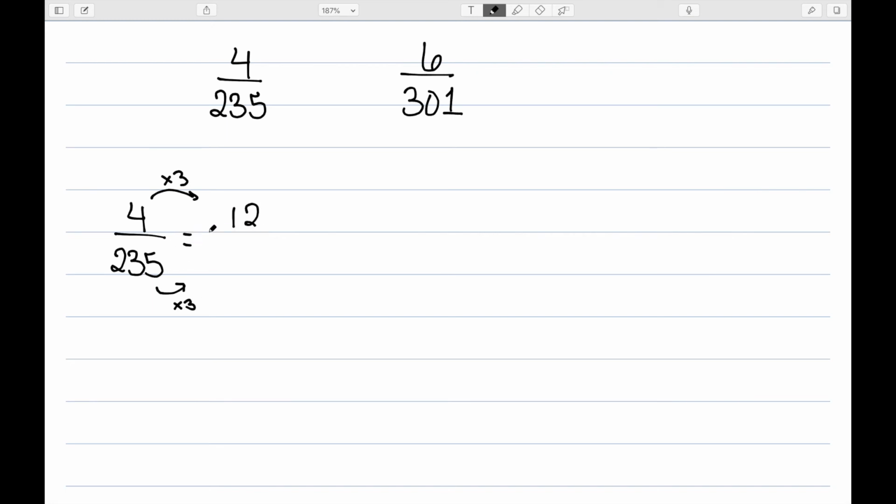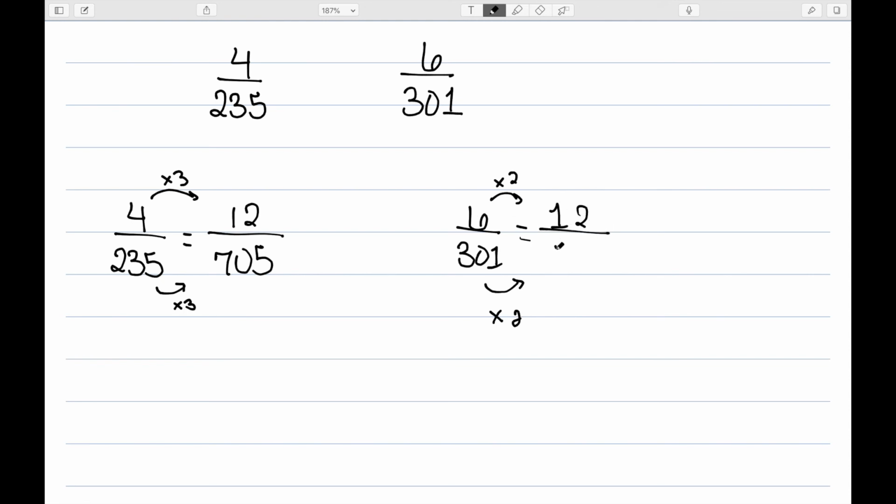4 times 3 is 12, and 235 times 3 is 705. For 6 over 301, I'm going to multiply by 2. 6 times 2 is 12, and 301 times 2 is 602. So we can see this one has a bigger number on the denominator, which means it is a smaller number overall. So the 6 over 301 is the bigger of the two.